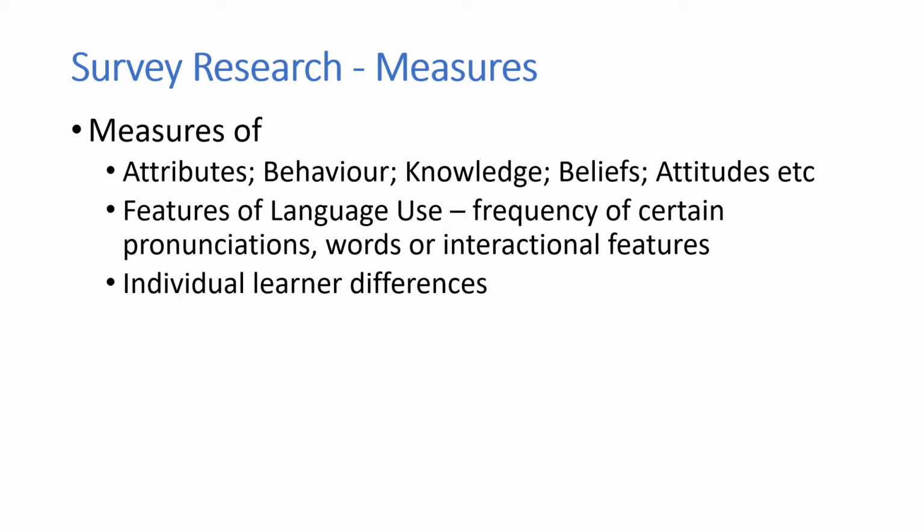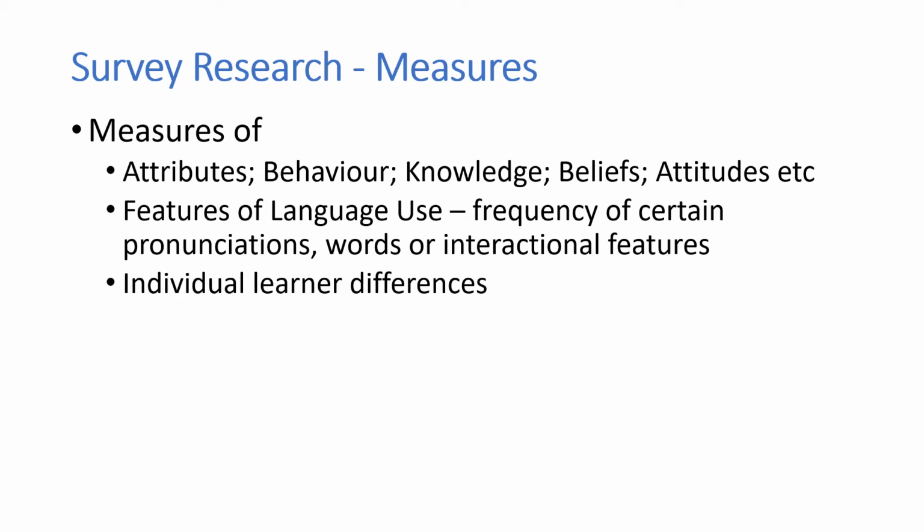Knowledge, we have quite a lot of surveys that look at people's knowledge about certain subjects. For example, recently during COVID-19, there are a lot of surveys to look at our knowledge about SOPs. Beliefs as well, which look at what people believe to be true about something. And attitudes are related to whether we like or dislike something, whether we evaluate something positively or negatively. And I'm sure you have filled in surveys that have asked you to rank something or say whether it's good or not good. There are other things we can look at, for example, features of language use. This would require observation, and you might tick the frequency of certain pronunciations or words or interactional features in order to count them on an observational survey.